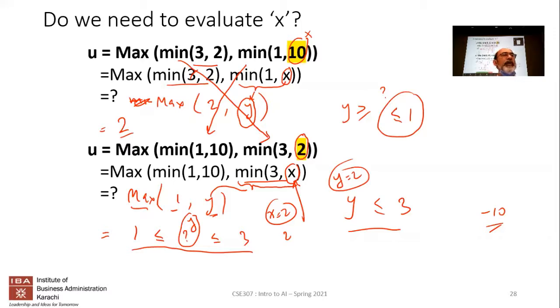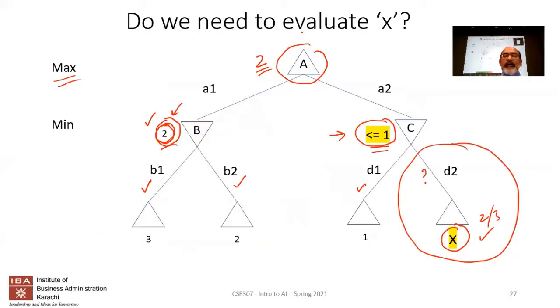So the point is, what do we learn from these two examples? What have we learned here? Can we, in all cases, neglect this last portion? This refers to the last portion over here. Can we always neglect evaluating this, or does it depend? It depends. It depends on the other values.